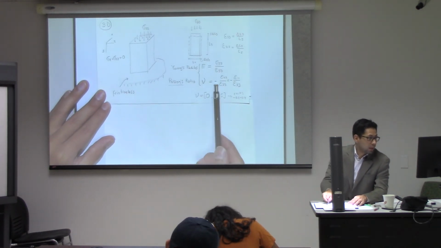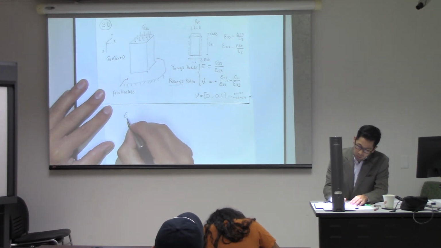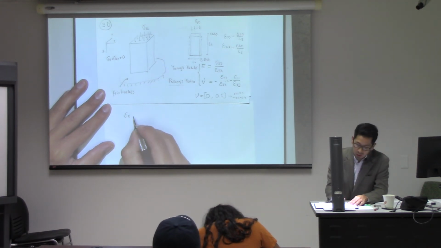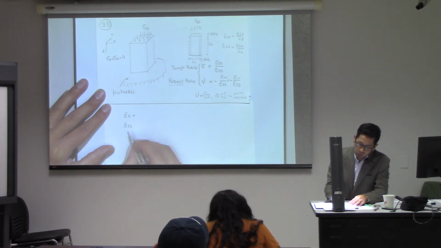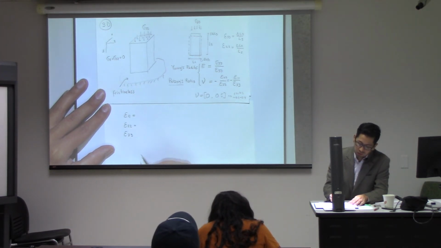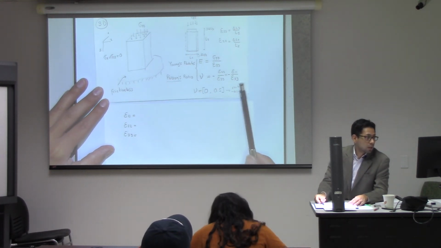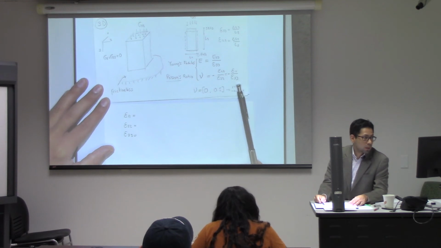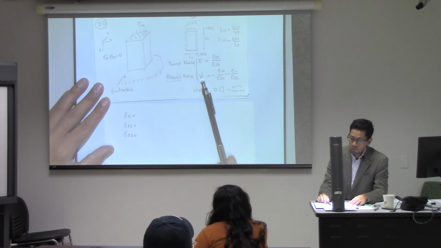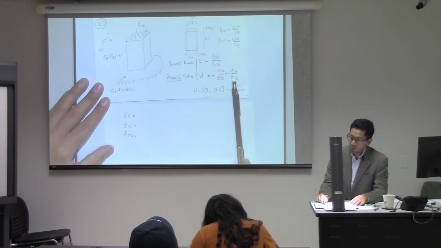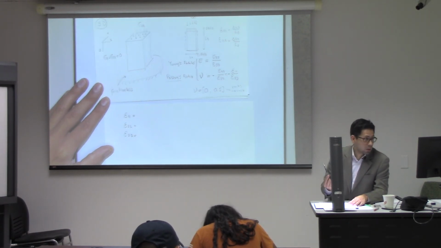So let's look at this example. What is going to be the value of epsilon 1,1 for that test? And I'm going to try to find all of them. Epsilon 1,1 is going to be equal to minus the Poisson ratio times epsilon 3,3. Can you see that? And let me write it so it's clearer.